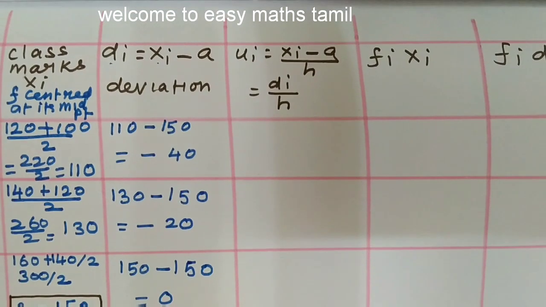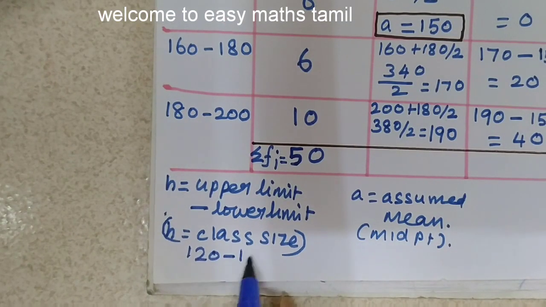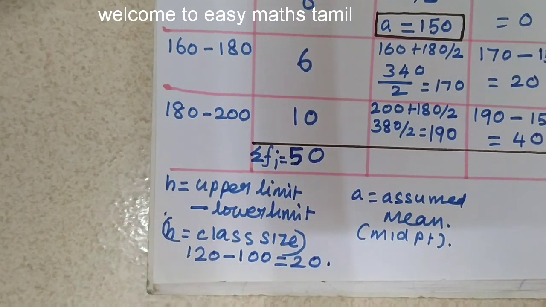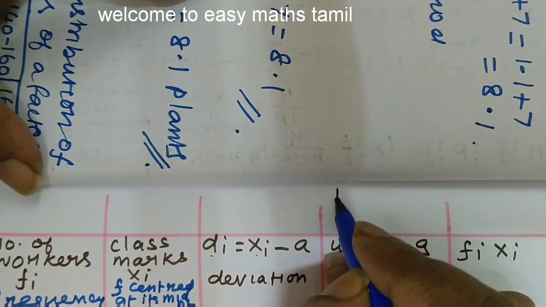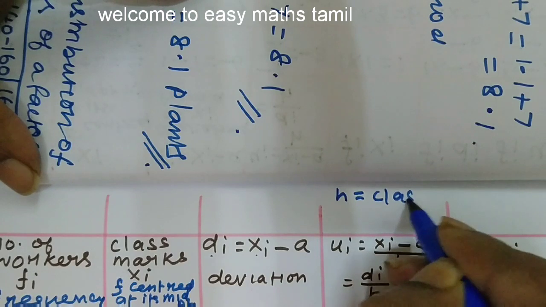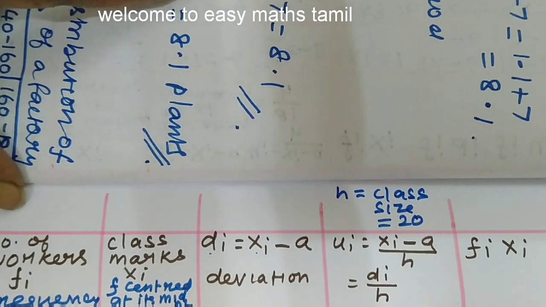ui is equal to xi minus A by h. h is the class size, upper limit minus lower limit. 120 minus 100 is 20. So h value is 20. h is the class size 20.